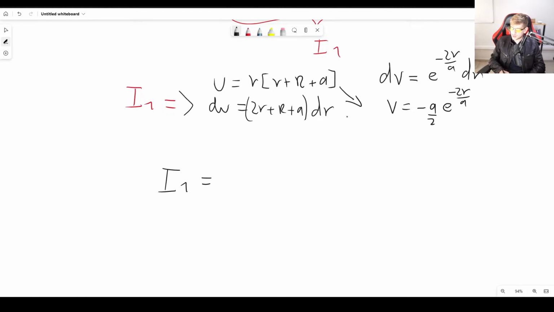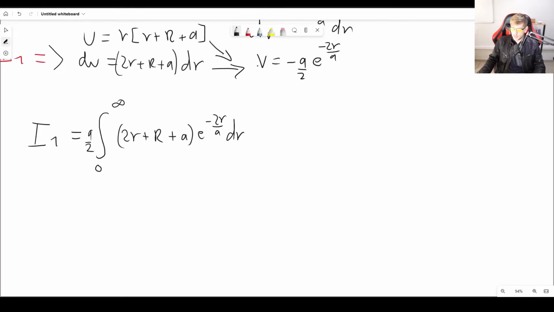Now the second term comes from this product, and it is minus in front, right? So we get minus minus, a positive, and the integral from 0 to infinity of, now we get a over 2 in front, and then we have 2r plus big R plus a, e to the minus 2r over a dr.